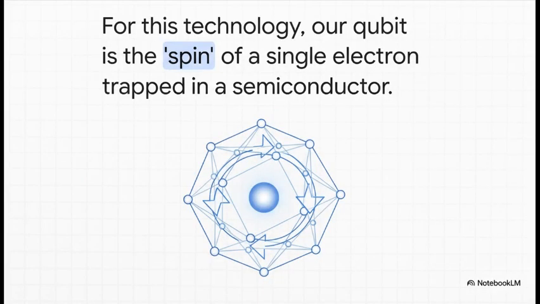Okay, so this qubit idea is cool, but it's still pretty abstract. To make it real, we need an actual physical thing to be our qubit. For the technology we're looking at, our qubit is a natural property of a single electron called spin. Now, don't get too hung up on the name. You can just think of it as the electron's own tiny internal magnet, its magnetic orientation. And we figured out how to trap that single electron inside a semiconductor.